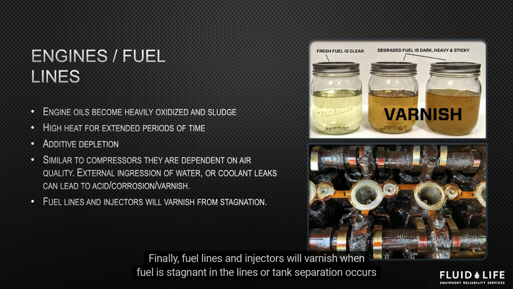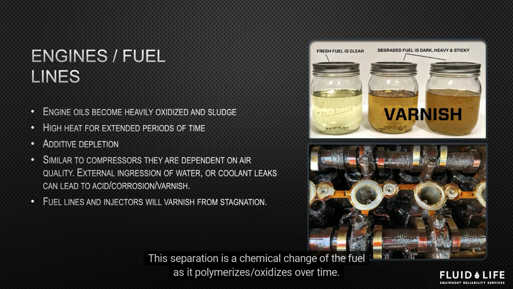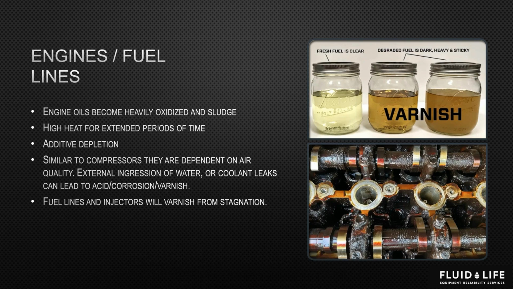Finally, fuel lines and injectors will varnish when fuel is stagnant in the lines or tank, or separation occurs as the fuel deteriorates. This separation is a chemical change of the fuel as it polymerizes and oxidizes over time. Moisture condensation combined with the ethanol in the fuel will lead to varnish production.